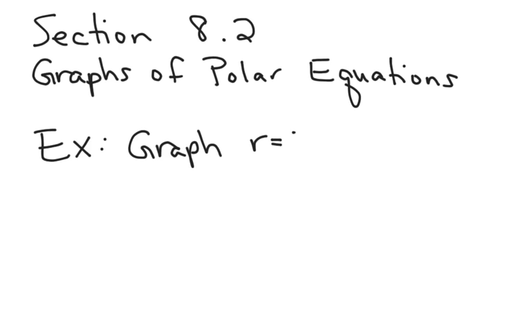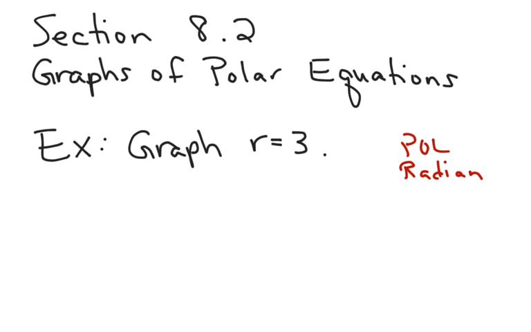Now, in order to do this in your calculator, a couple of things of note. First, you need to go to the mode on your calculator, and you need to change the fourth line down to be POL, P-O-L, which is for polar coordinates. And don't forget that you need to be in radian mode as opposed to degree mode.